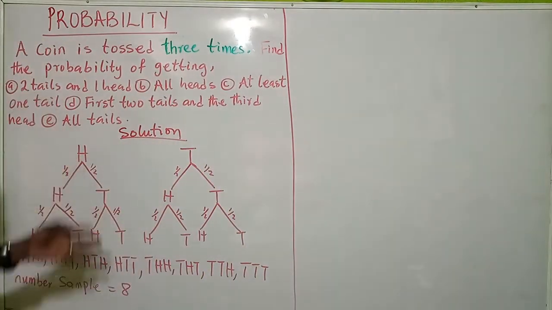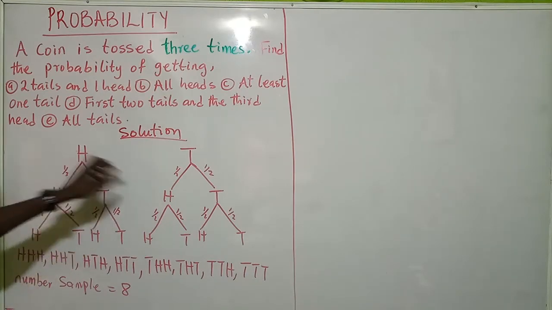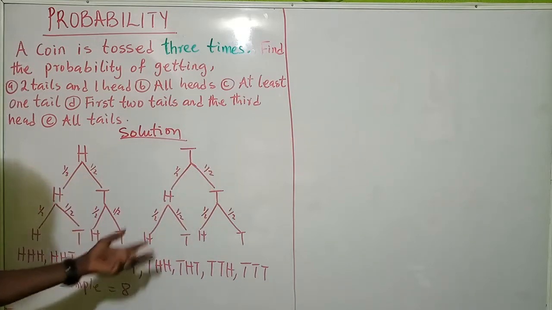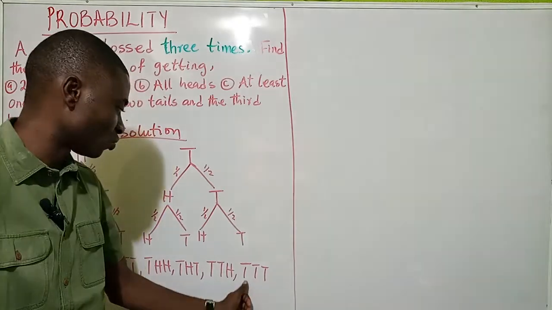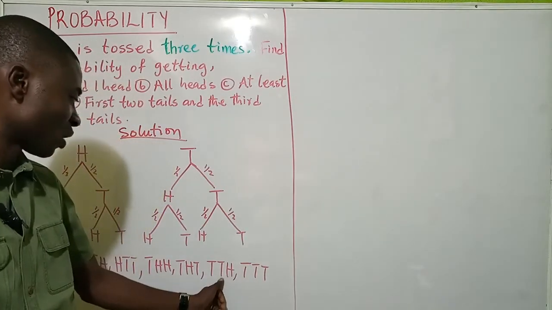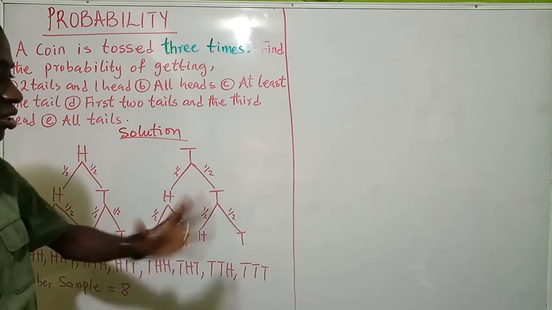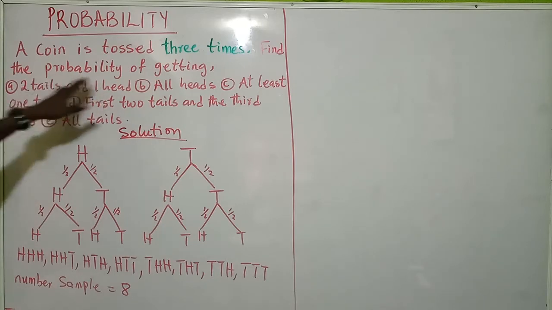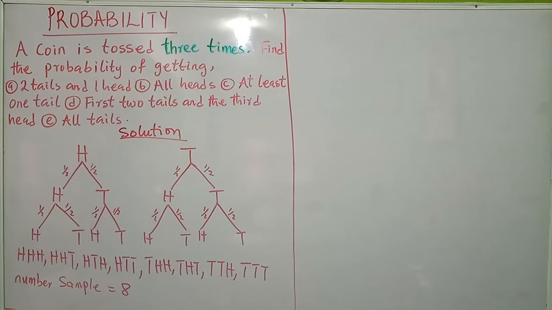Now let's solve the question. I told you all this, you don't need to bother yourself with it, but I'll still show you the relevance. Each of these you are seeing is 1/2. Don't worry about it. So now let's go down to the question. Find the probability of getting 2 tails and 1 head.